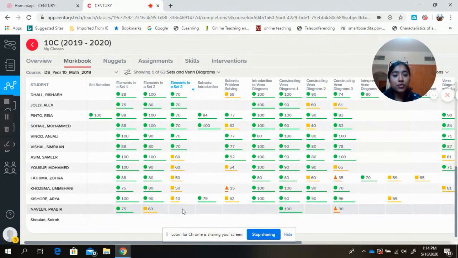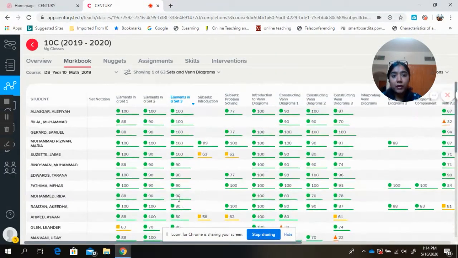I can see one student who had the shortest study time, who is very irregular with his completion of Century Tech nuggets. So my focus should be to encourage this child to spend more time, probably by giving him some rewards or something, so that he could spend more time on Century and complete the work.